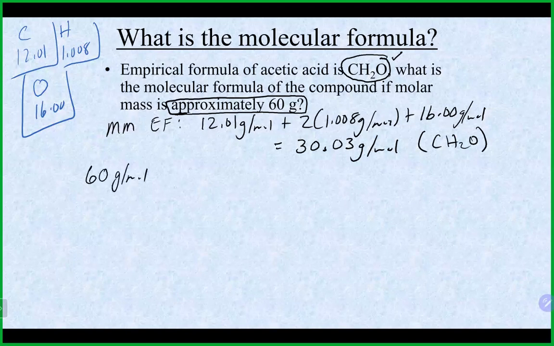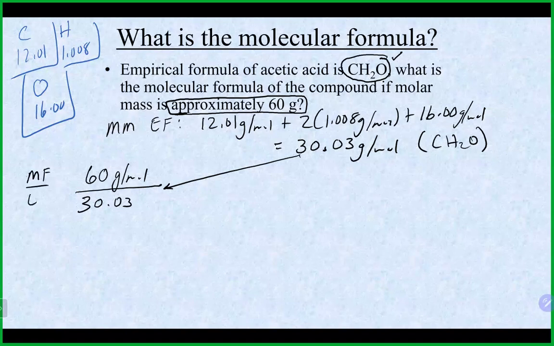And to figure out the factor that we need, we're going to take the 60 grams per mole, which is the molar mass of the compound, and divide it by the molar mass of the empirical formula. So basically, the molar mass of the molecular formula divided by the molar mass of the empirical formula.